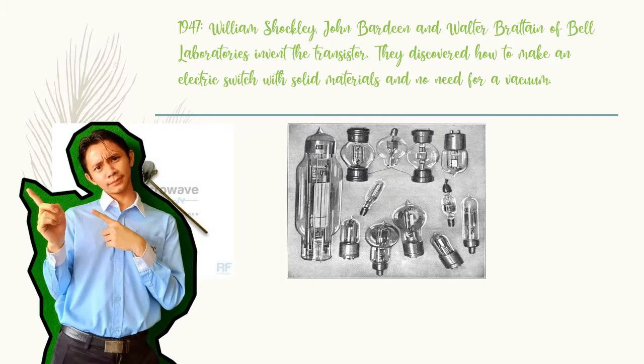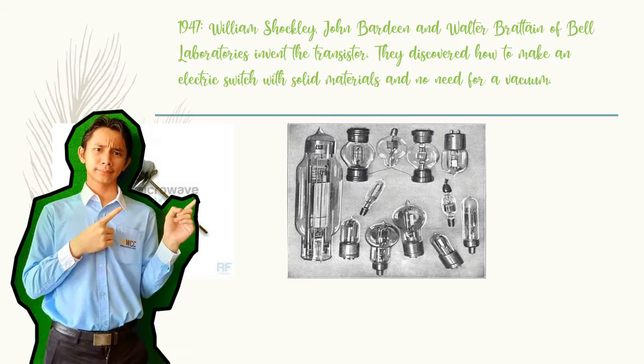In 1947, William Shockley, John Bardeen, and Walter Brattain of Bell Laboratories invent the transistor. They discovered how to make an electric switch with solid materials and no need for a vacuum. As you can see, that is an example of a transistor, and in the picture there is something like a light bulb, and that's all.